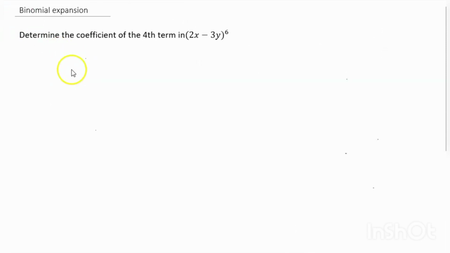We could have questions like this as well. Determine the coefficient of the 4th term in 2x minus 3y, everything raised to the power of 6. So there are two ways in which we can do this. The first way is to use a formula. We can use a formula and easily get the fourth term, okay? And we can use the normal method, whether it will be the Pascal triangle method, then count the fourth term in that, then just pick out the coefficient, or the combination method where we would pick out the fourth term and the coefficient of that as well, okay?